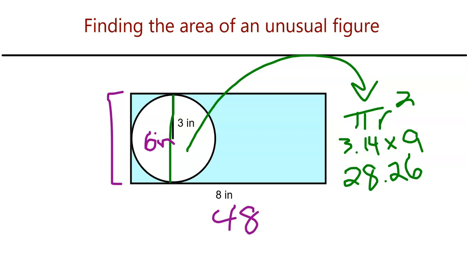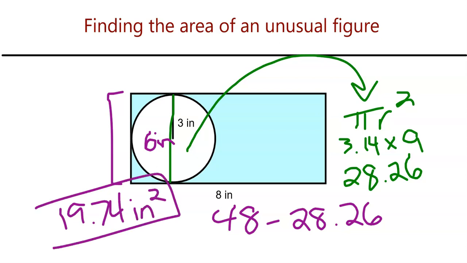The circle has an area of 28.26, and the circle is the only part of that that is not shaded in. So if we take the total area of the rectangle being 48 and subtract 28.26 from it, we end up with an area for the shaded region of 19.74 square inches.